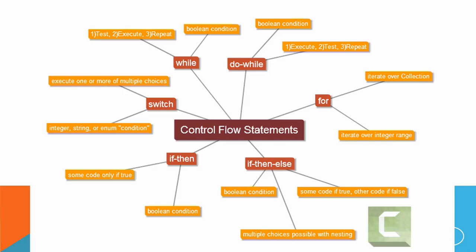So in case of if then, it is a boolean condition again. Some code if true, other code if false. Multiple choices are possible while nesting. So what you can do is, in one if you can write another if condition. So let's play with if then and if then else.